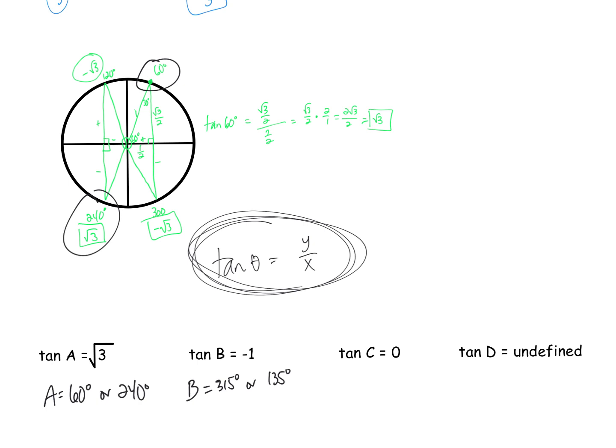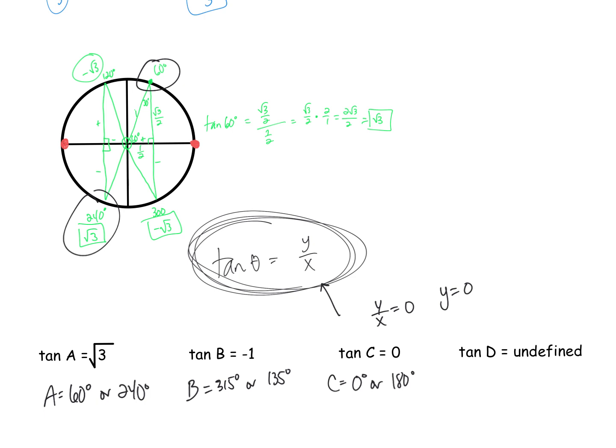We didn't talk about 0 or undefined yet, but I just said that the tangent is y over x. And so I want to find when y divided by x is 0, which implies that y would have to be 0. The top would have to be 0. So where on the unit circle is y equal to 0? Well, that would be right here at the red dot, and then right here at this red dot, because we're not moving up and down at all. The y value is 0 there. So for this, C would be 0 degrees or 180. You'd have two answers there.